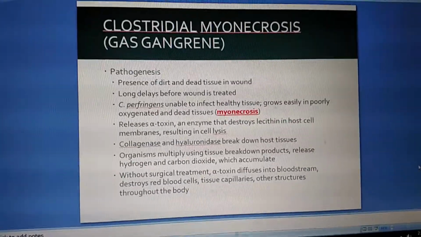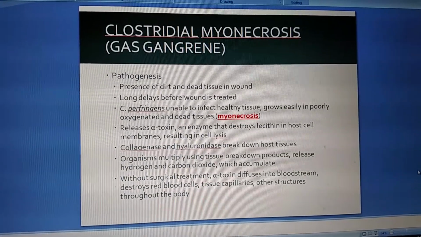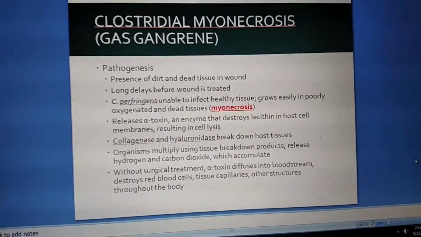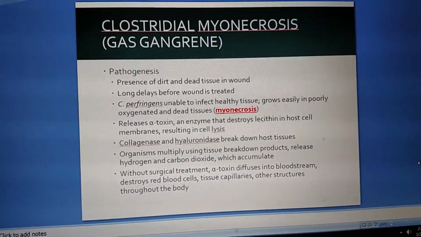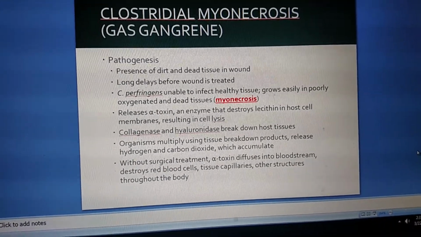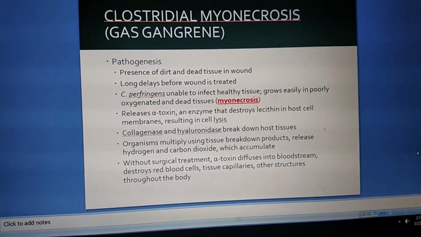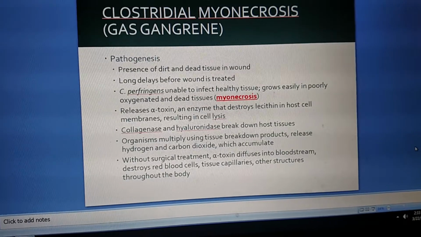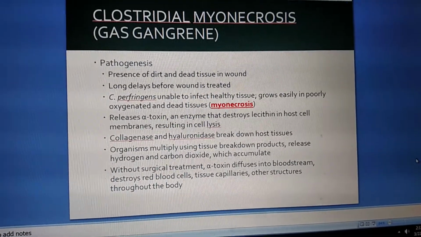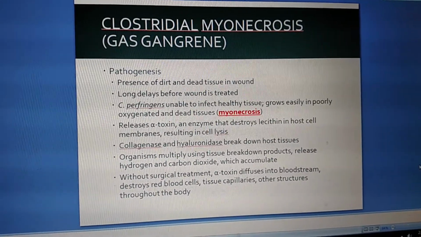So what happens basically is you have a wound that has dirt and dead tissue. You do not treat the wound right away, and what's interesting is, again, Clostridium is not able to infect healthy tissue, but it can grow in poorly oxygenated and dead tissue that has no oxygen, myonecrosis. It actually produces enzymes that result in cell lysis. They also produce enzymes to break down tissues. And basically, without treatment, the toxins will diffuse into the bloodstream and will destroy red blood cells, capillaries, and other structures in the body.